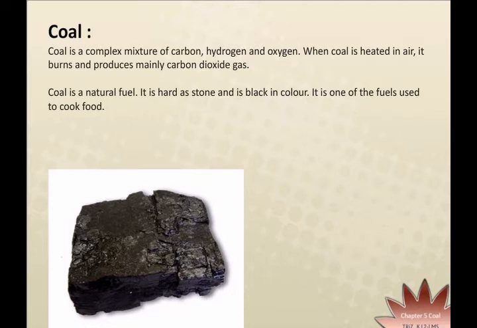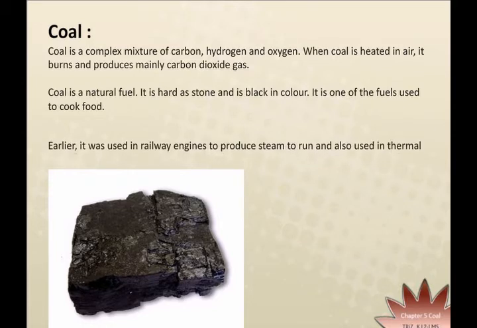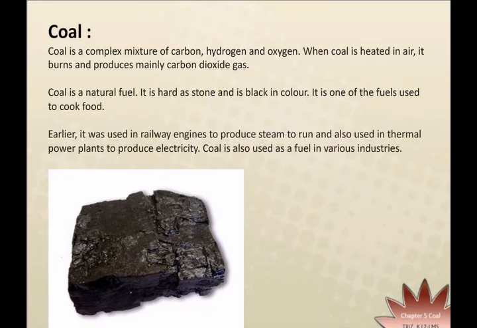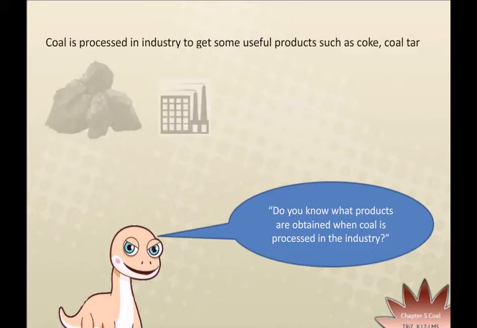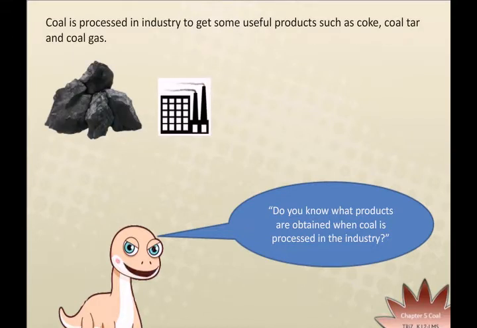It is one of the fuels used to cook food. Earlier, it was used in railway engines to produce steam to run and also used in thermal power plants to produce electricity. Coal is also used as a fuel in various industries. Do you know what products are obtained when coal is processed in the industry? Coal is processed in industry to get some useful products such as coke, coal tar and coal gas.